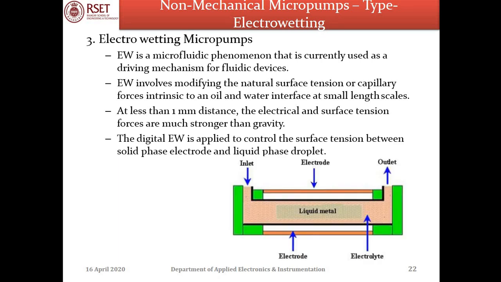Let us have an arrangement. The digital electrowetting is applied to control the surface tension between the solid electrode and the liquid phase droplet. Now here is an arrangement for one such micropump.